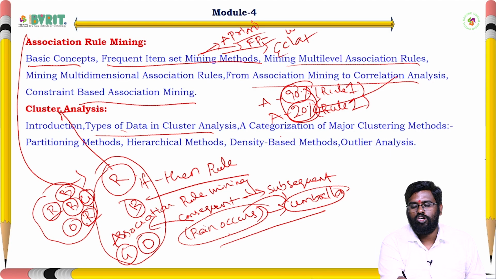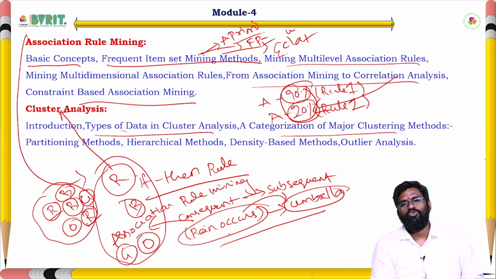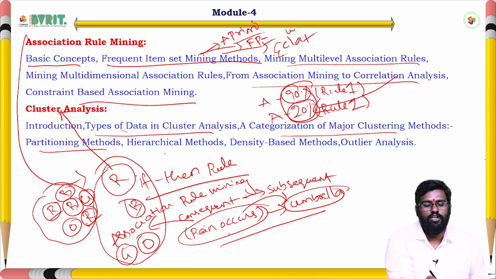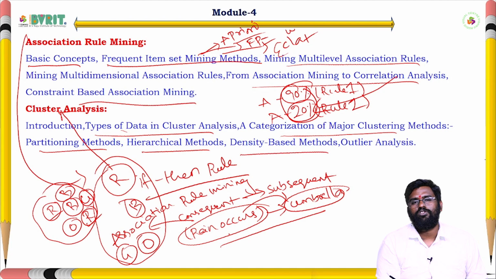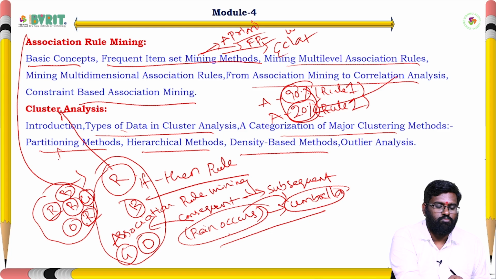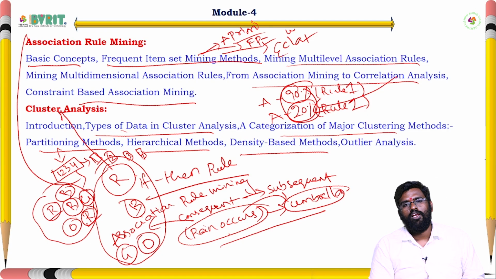Here is the categorization of major clustering methods. Clustering methods means we have to form clusters by using different methods: partitioning methods, hierarchical methods and density-based methods. Partitioning methods means the given data is divided, for example, given 1, 2, 3, 4, it will be divided into 1, then 2, then 3, then 4. Individual cluster-wise the data will be retrieved by using the k-means and k-medoids algorithms.